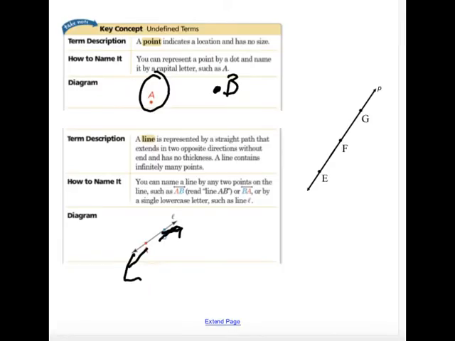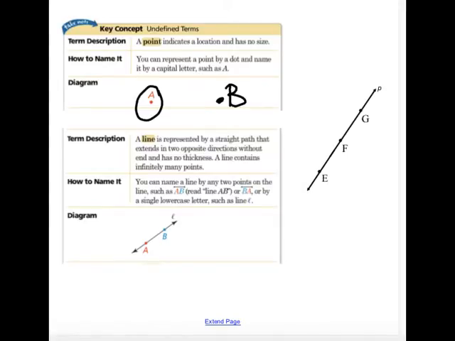So to begin with, we have a point. It is indicated by a capital letter and a dot. It has no size to it. So here we have point A, and I can make a point B as well.